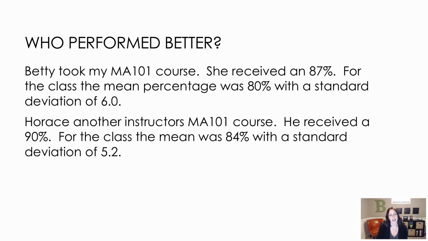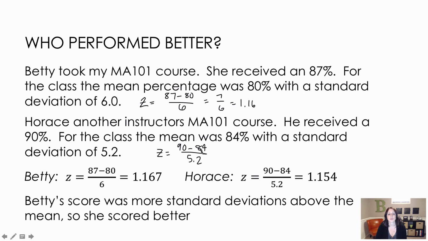So what I'm going to do is find the z-score for Betty and for Horace. For Betty, my z-score is the observed, which is her score of 87, minus expected. I'm expecting everybody to get the average, which is 80, divided by the standard deviation, which of course is 6. That's 7 over 6, which is 1.1616, etc. For Horace, the z-score would be observed, which is 90, minus expected, which is 84, divided by the standard deviation of 5.2. Now again, looking at those values, Betty had the z-score that we talked about. Horace had 1.154.